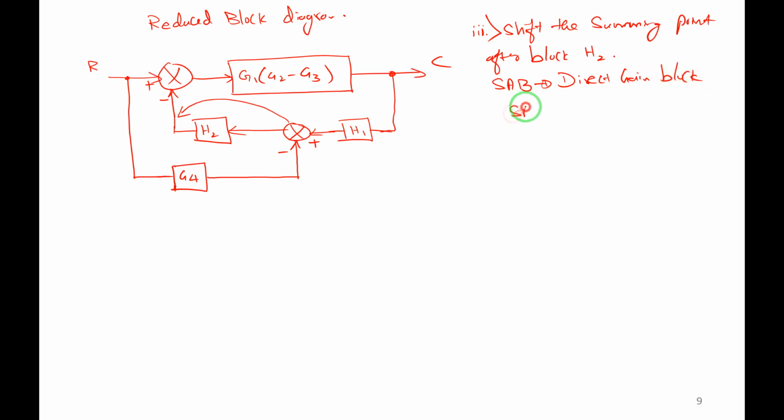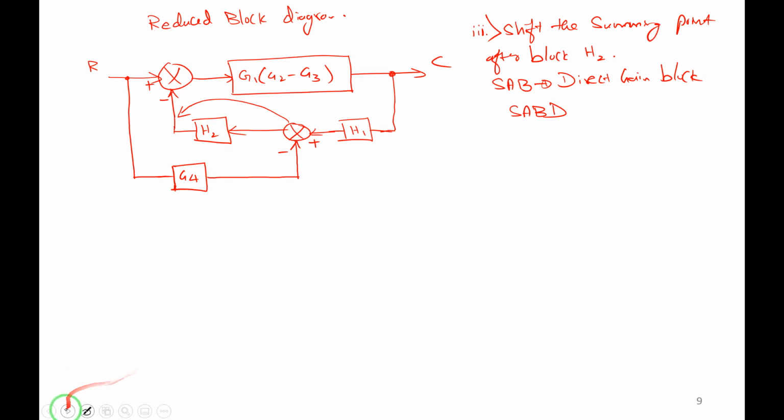Right? SABD. If I shift the summing point after a block, it has to pass through the direct gain block. Okay, let me assume what will happen just here. See here, I am shifting the summing point after this block. So this G4 has to pass through this direct gain block. H2 will come here, right? It has to pass through this.